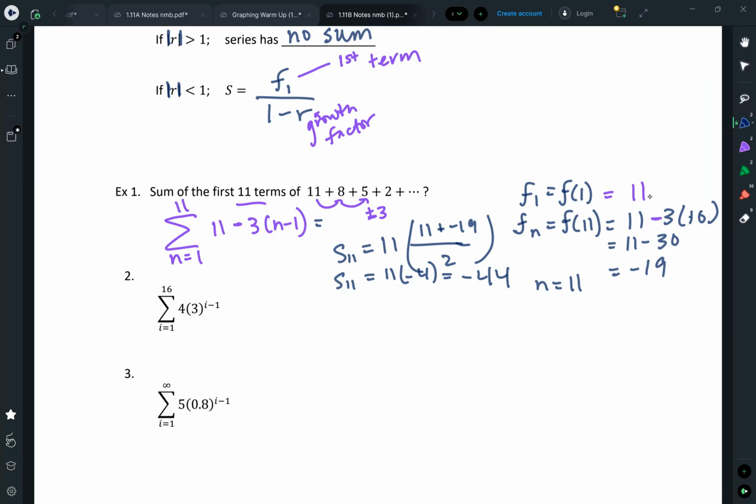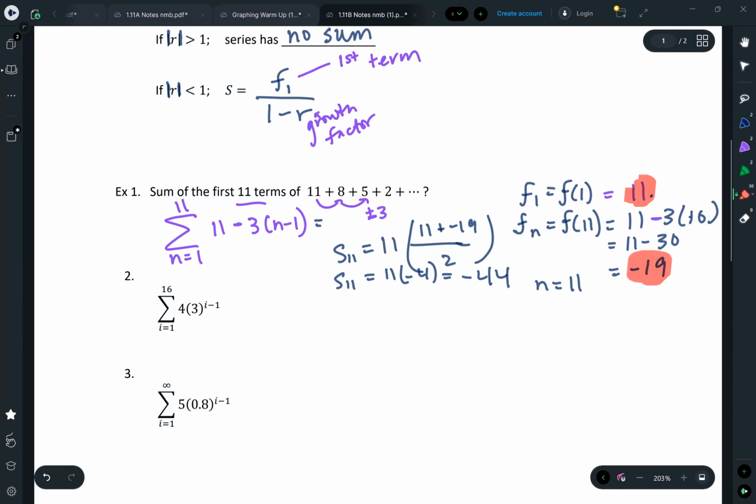So I had to find my first term. I had to find my last term. And then I had to identify the 11, right? And then we're just putting everything in our formula. So the next one I can tell is not arithmetic. Like that first one, we could tell we were adding the negative 3 each time. This one is not arithmetic. It is geometric. And that's because my variable is the exponent.